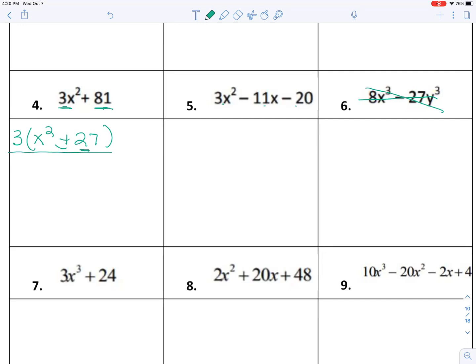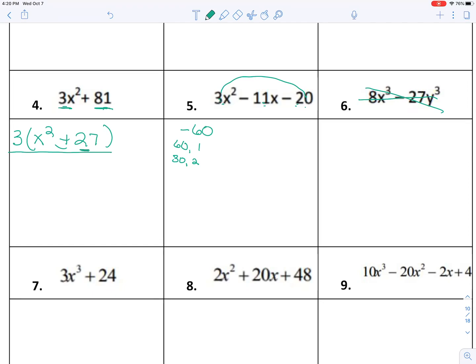For problem 5, what's the first question we ask? Is there a GCF? There is not a GCF. So we have 3 terms, so we're going to use the AC method. So that's where I multiply 3 times negative 20 and I get negative 60. I ask myself, what can I multiply to get negative 60 and add to get 11?